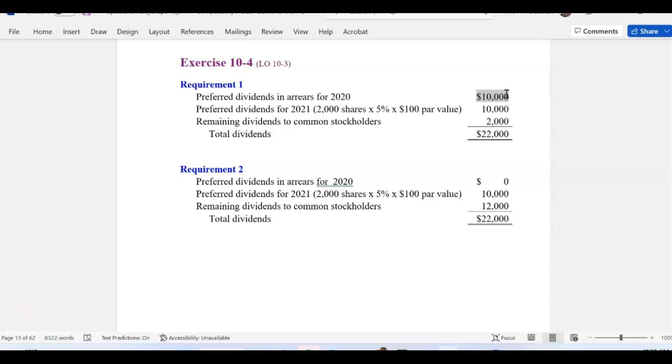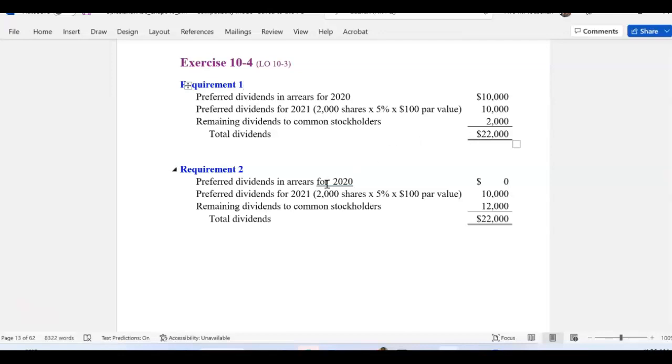So it's in arrears. They have to cover that. And then they have to cover the 2021 dividend, which is due right now. So that's another $10,000, right? So what is left? The remaining $2,000 out of the declared $22,000 dividend will go to common stock. So common stock will get only a tiny portion of that dividend that has been declared.